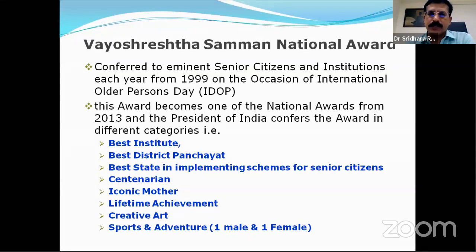This is also a very prestigious award, and in many states people are not that aware of the Vayoshreshtha Sanman. If you know any good senior citizens nearby who achieved something for society or individually, you can tell them to apply for this national award. On that day, we also organize walkathons, street plays, and other programs all over India.